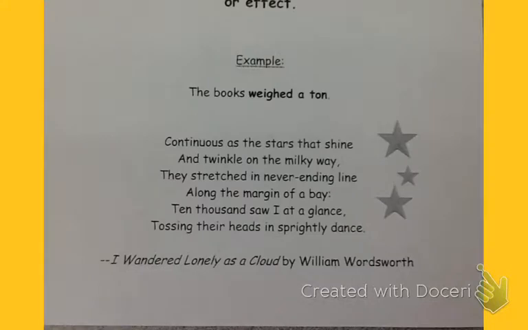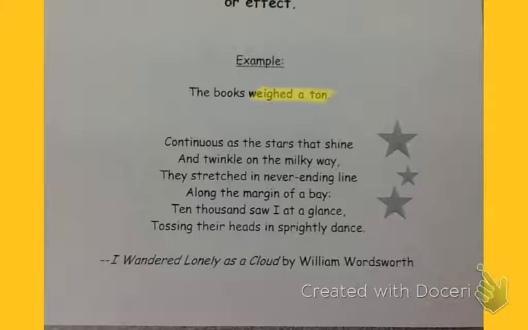For example, the books weighed a ton. That part is bolded for a reason. Weighed a ton. The books really did not weigh as much as an elephant or as much as a car. In fact, maybe they weighed a few pounds, but to us they were really, really heavy. Instead of saying the books were really, really heavy, we're going to overemphasize it. We're going to make a hyperbole and say they weighed a ton.